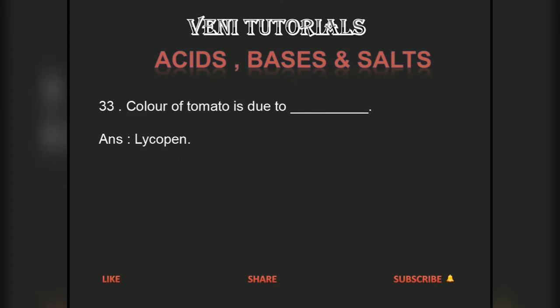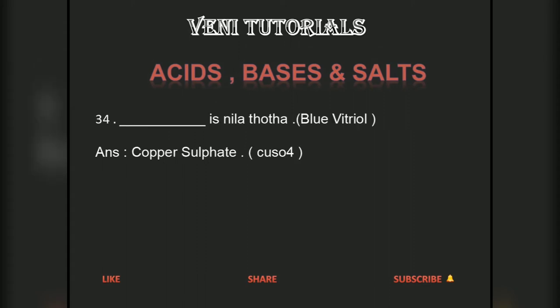Color of tomato is due to dash. Answer, lycopene. Dash is nila tota, blue vitriol. Answer, copper sulfate. Chemical formula CuSO4.